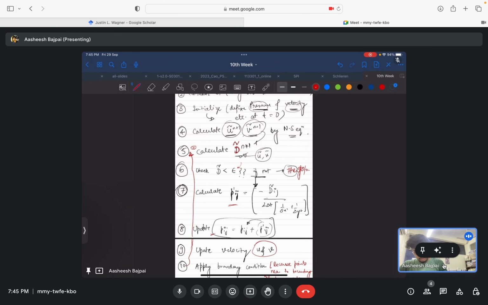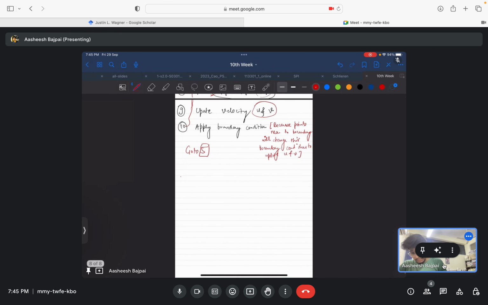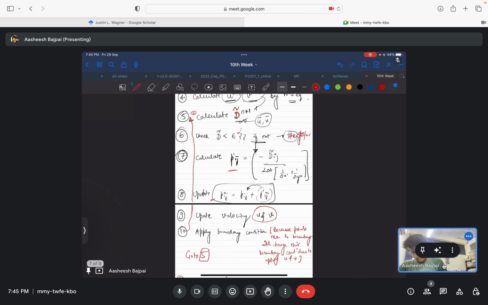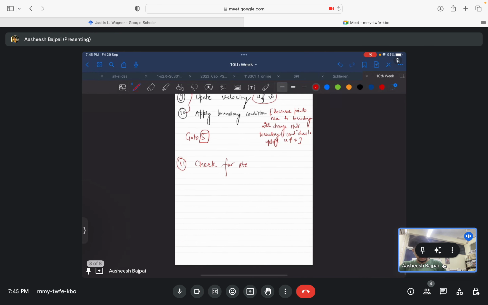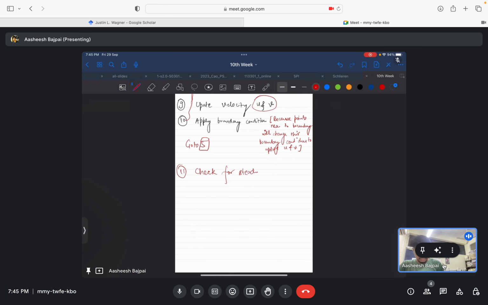And at the end, if this happens, then we will directly go to step 11, which is to check for steady state. Because this t tilde will become less than the error, which becomes equal to 0, and the pressure is correct for the next time step. Then we will check for steady state, which is just another step.